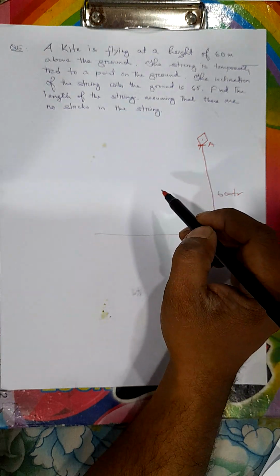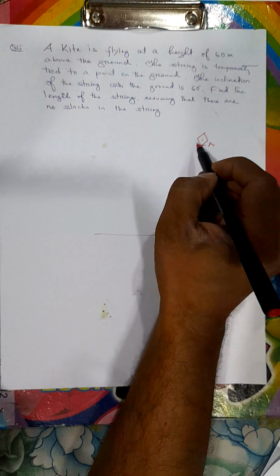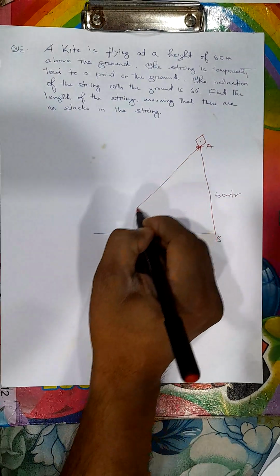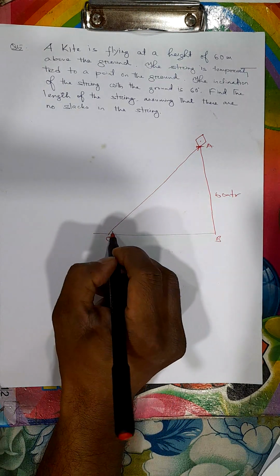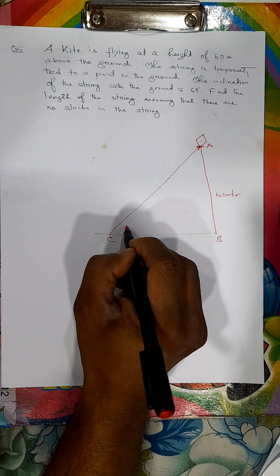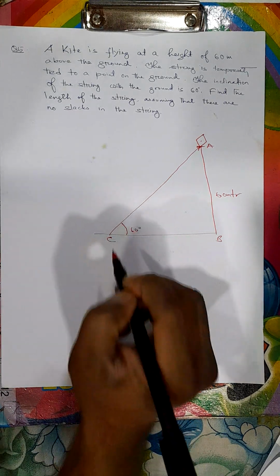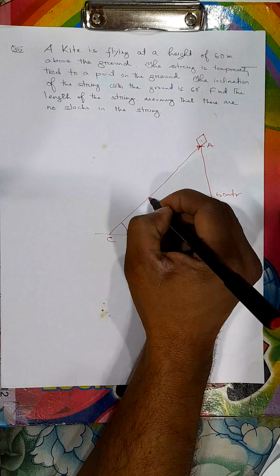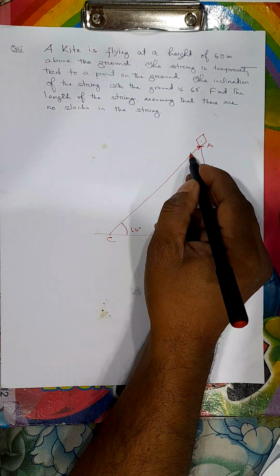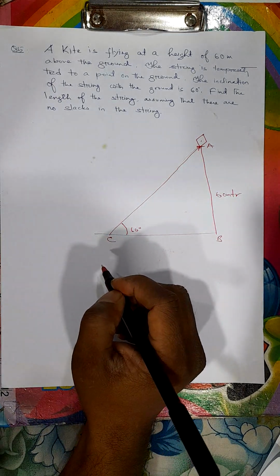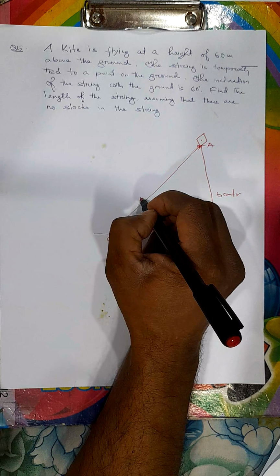The string is temporarily tied to a point on the ground. String of the kite is tied to a point on the ground. Say this is point C. It is tied with the point C, and the string is making a 60-degree angle with the ground. This angle is 60 degree. Now assuming that there is no slack in the string, it is straight. We have to find the length of the string. What is AC here? This is the hypotenuse of the triangle.